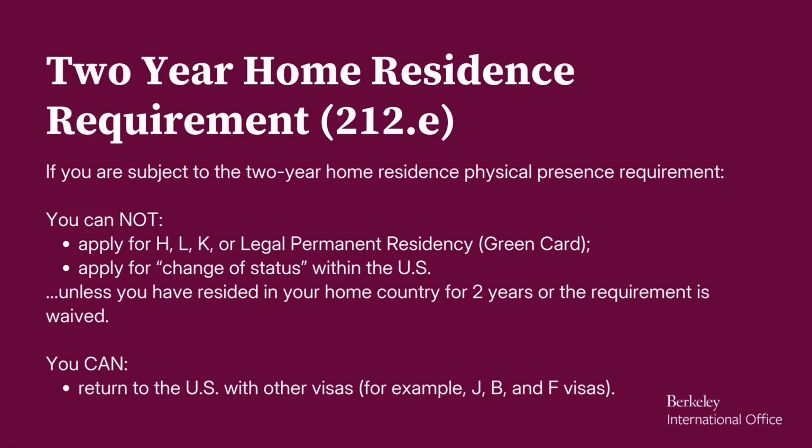If you are subject to the 2-year home residence requirement, you will need to physically reside in your country of legal permanent residence for an aggregate of 2 years before you can apply for an H, L, K visa, or legal permanent residency, also known as a green card. You are also not eligible to change your visa status within the U.S. Being subject does not mean that you are barred from the U.S. You can still return to the U.S. in any other visa status for which you are eligible, such as a J, B, or F visa.